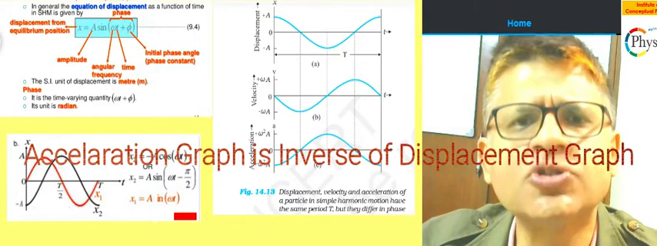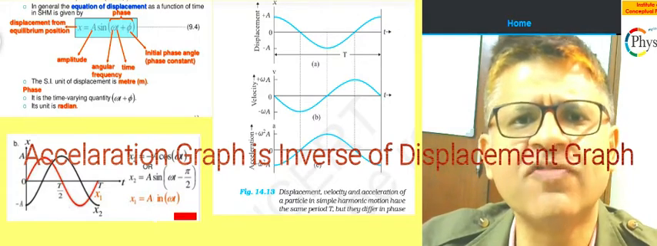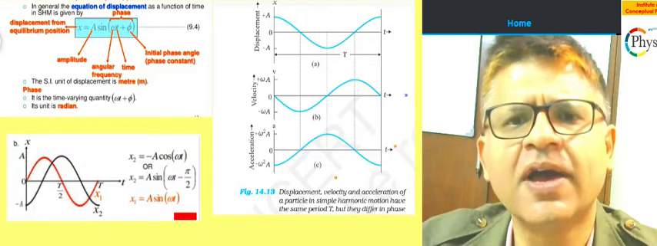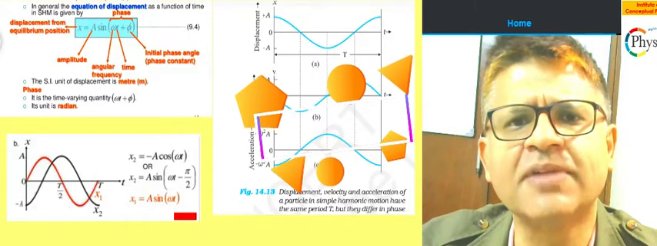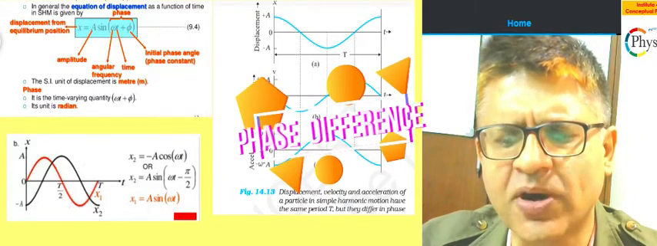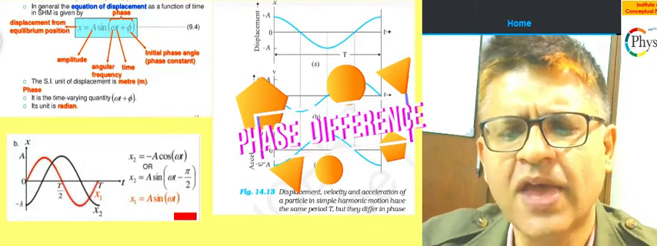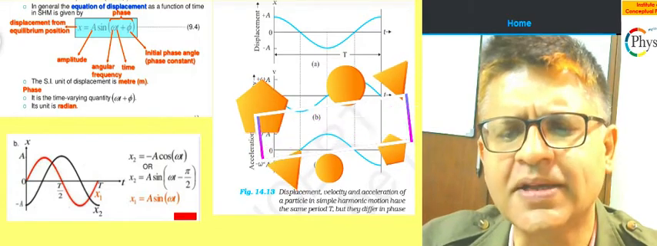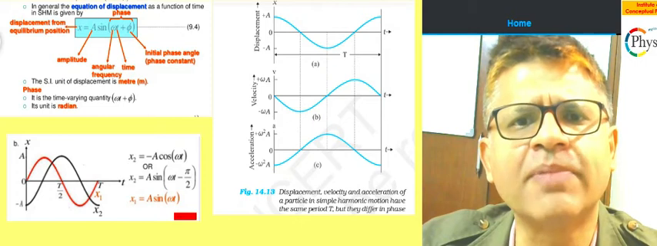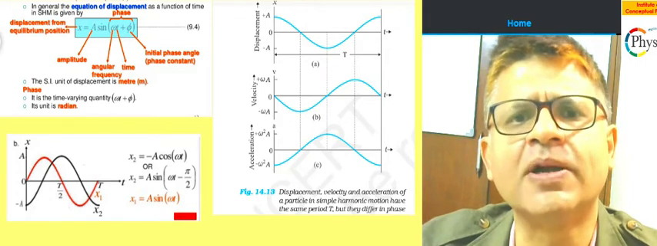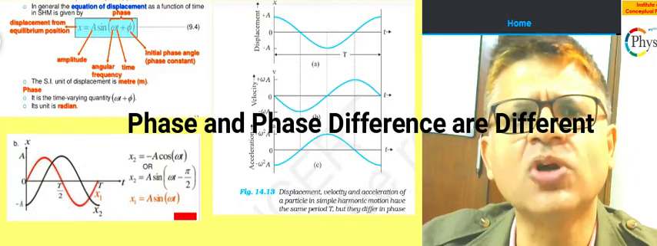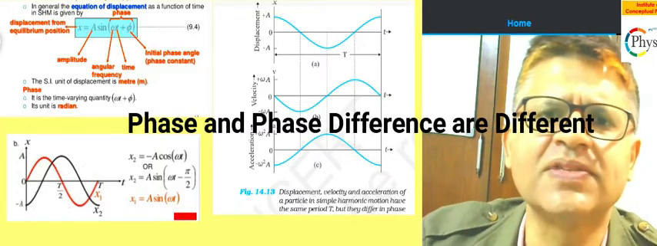Now let's introduce the concept of phase here. If you can see the third picture, the position of one body is represented by x1, the position of the second body is represented by x2. If you subtract the angle inside the trigonometric function, which is omega t and omega t minus pi by 2, you will be left with pi by 2. So that represents the phase difference. So remember, there is something called phase and there is something called phase difference.